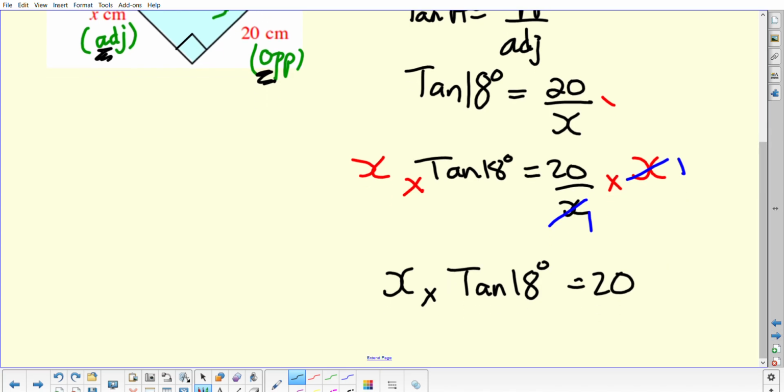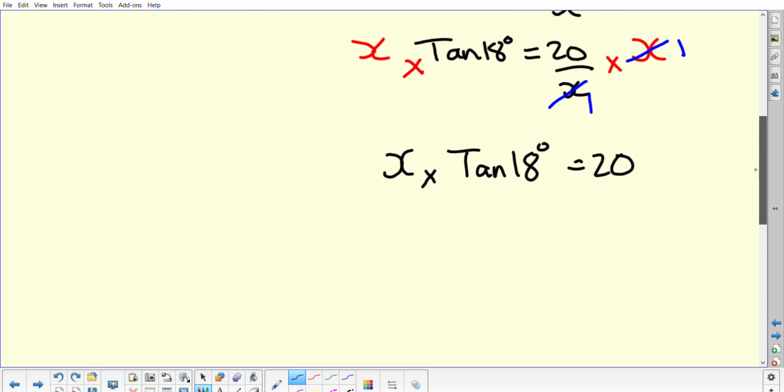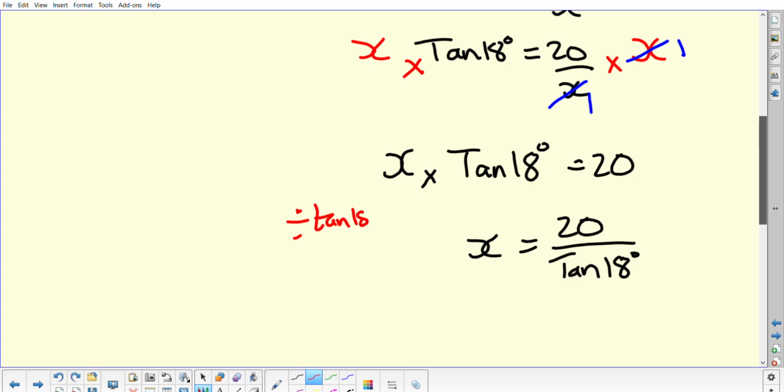And I now need to be able to get rid of this times by tan 18. So the opposite of times is to do a divide. So you end up with this one is 20 divided by tan 18. You are actually dividing both sides by tan 18. So if you divide on this side, it will cancel out, and you're dividing by tan 18 over here. And that's what you'd write at the bottom.